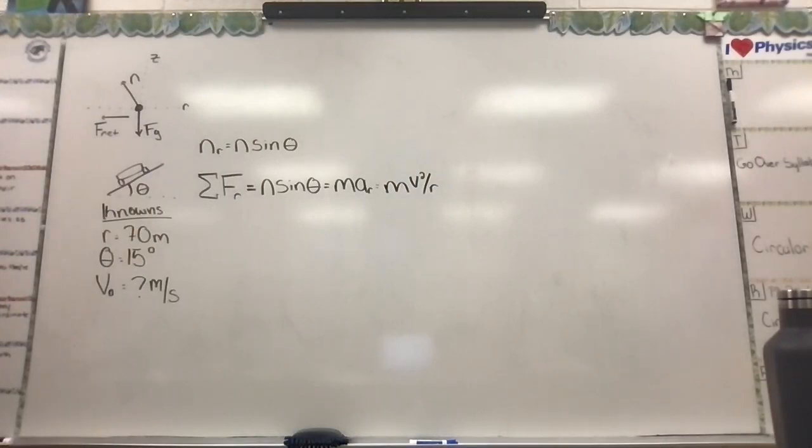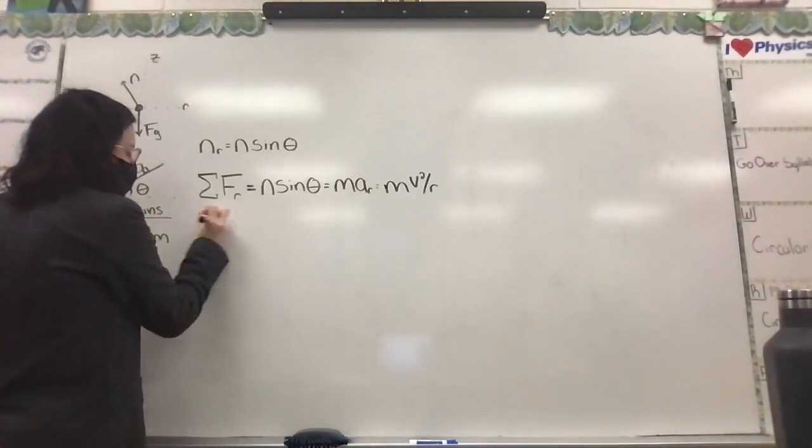Because obviously it's not going to be zero, right? Because which way is the F net pointing in? Which plane? The R plane, right? So we're not going to have it equal to zero. If we had it equal to zero, there would be no net force, okay? So which one do we need to sum now? The Z, okay?